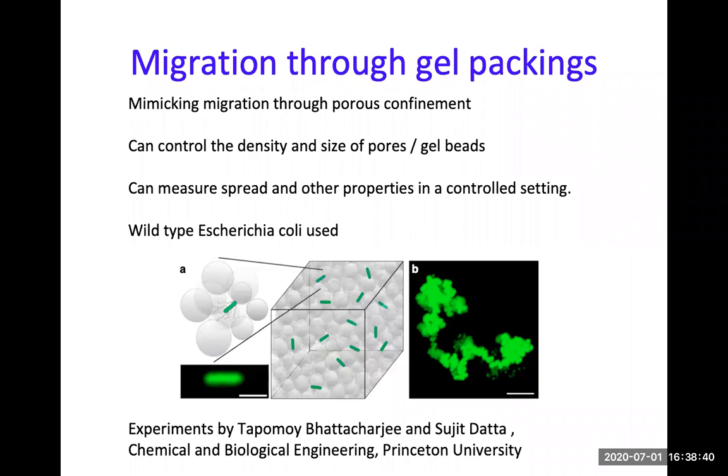And people have started, like the group of Sujit Datta at Princeton, has started to look at this. For example, gel beads and how bacteria move into them. And it's completely different from what people see in unconfined spaces. Your typical run and tumble is essentially now different because you are in a porous material. So we want to essentially mimic this kind of environment, a connection of various obstacles or pores.